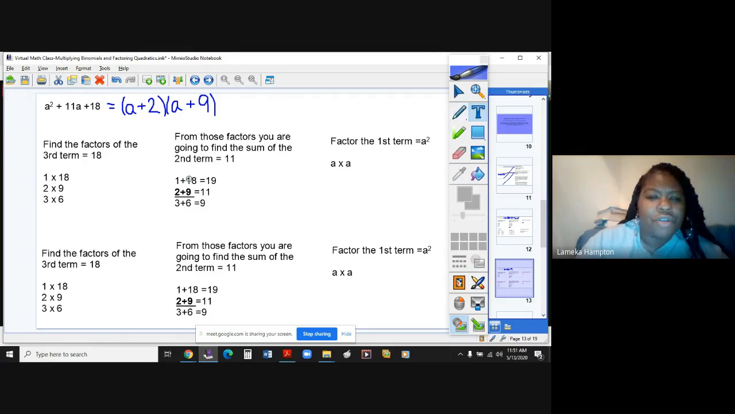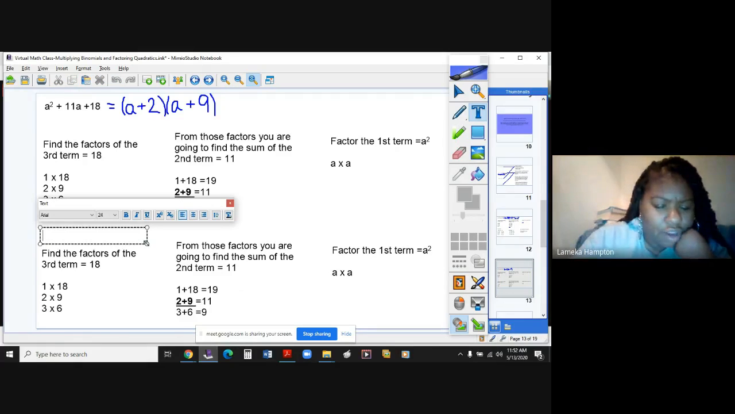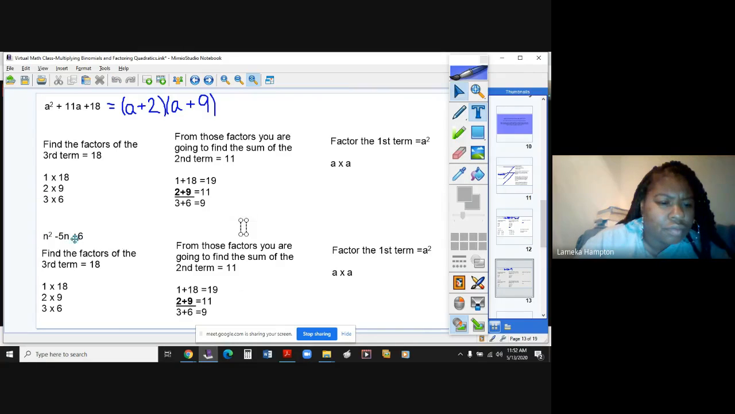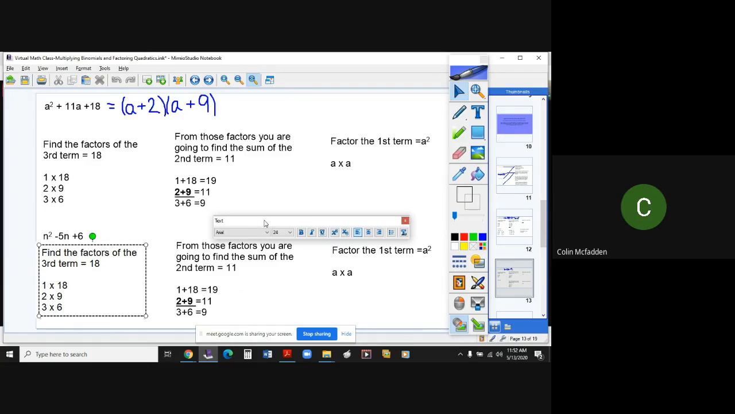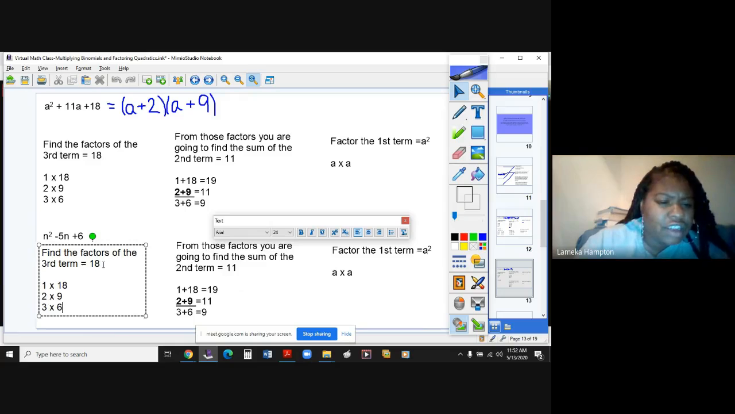Let me go back here real quick and type in the problem here. All right, so we had n squared minus 5n plus 6. I'm going to lock that in place, making sure that it doesn't move. Now, find the factors of my third term. My third term is 6. Excellent, Mr. McFadden. It is 6.